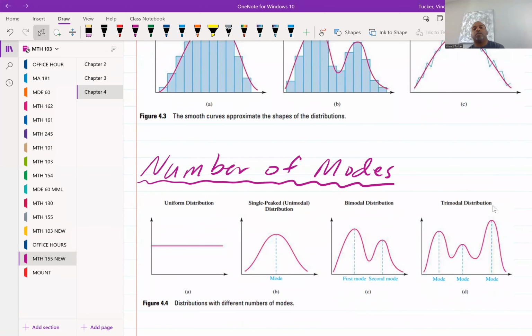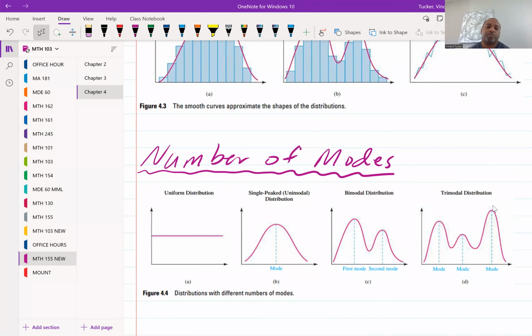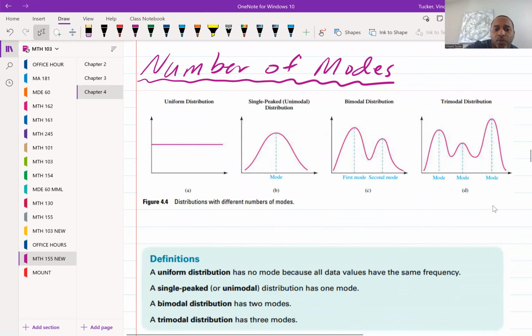All right. So next thing to talk about is the number of modes. Uniform distribution is where it has no mode, because all of the data values are pretty much at the same frequency. In other words, distributed at the same amount. That's why it's a straight line.